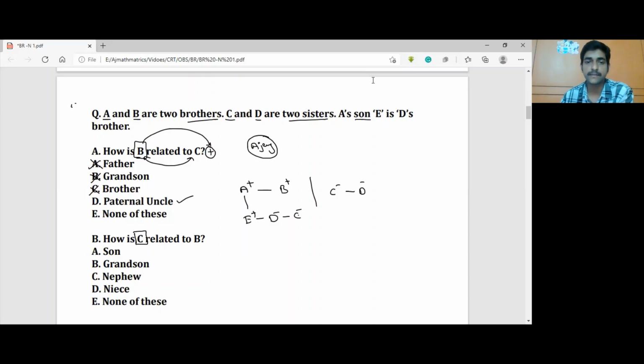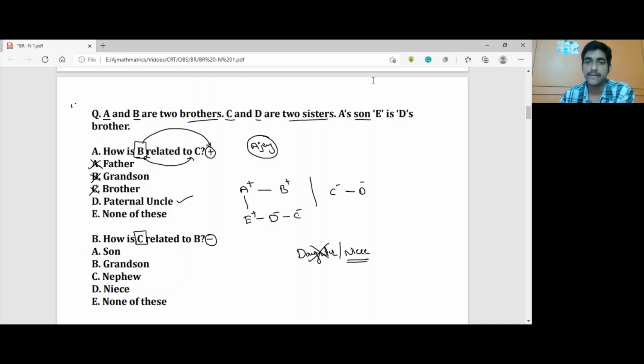Now this question depends on the gender of C. As C is female, a female relation will come, and C is one generation below B. One generation below, what are the possible answers we have? Females can be daughter or niece. So these are the two possible answers. The daughter cannot be the answer because B doesn't have any children, so daughter will be eliminated. So only niece is a possible answer.